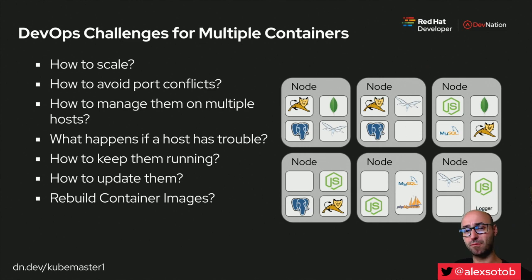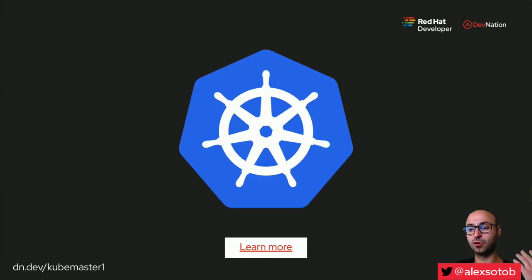How can I avoid port conflicts? How can I manage multiple hosts? How to make all these processes keep running? Because remember that if you do docker run and the container dies, then this container is not restarted automatically. How can I do all this kind of stuff? And of course, the answer is Kubernetes.